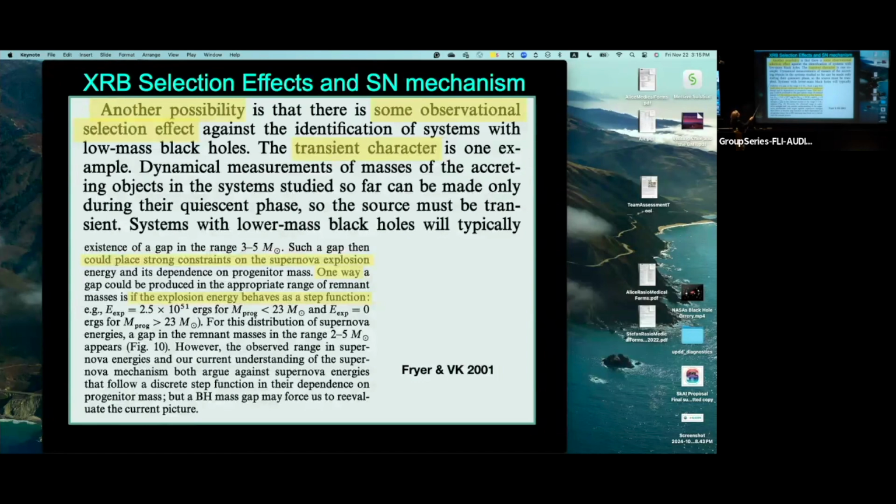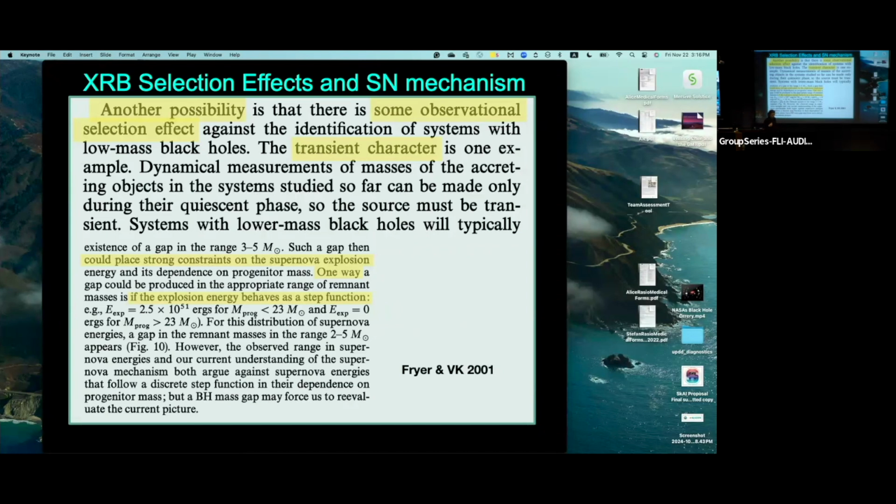We said another possibility is that some observational selection effect is working against low mass black holes. Maybe the transient character is their problem, and maybe a selection effect is connected to the transient character. And then we go on and we find ways to create a gap. And we said such a gap could place strong constraints on the supernova explosion.